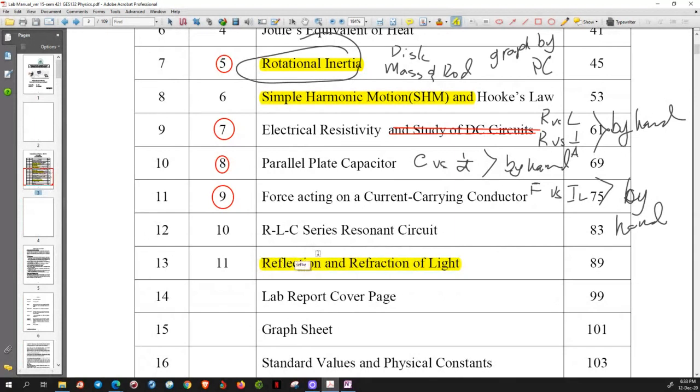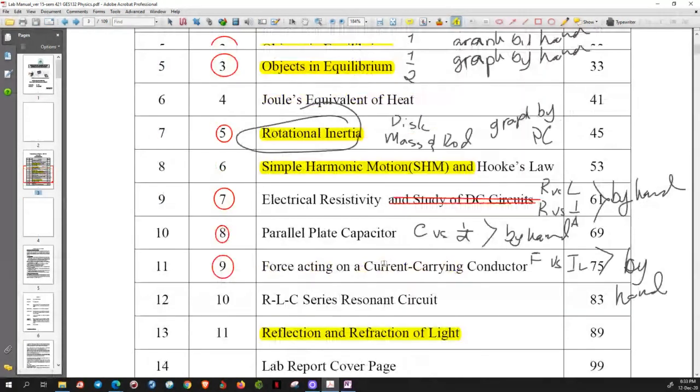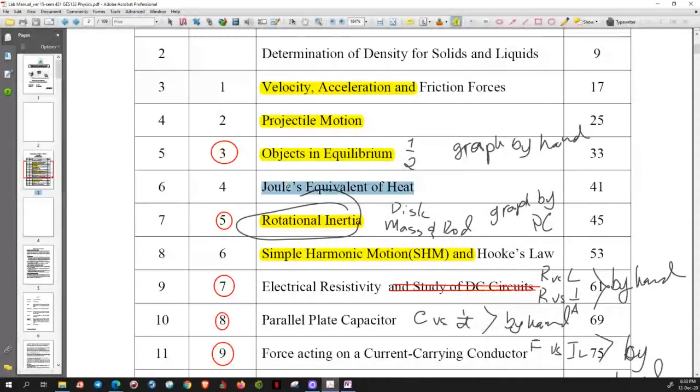Reflection of light, this is waves and optics. What about Joule's equivalent of heat? This is thermodynamics, usually for chemical measures. So the idea, Shabab, if it is mechanical, you will write friction as a source of error. Okay, so this and this. These are the two experiments that are mechanical in the finals.